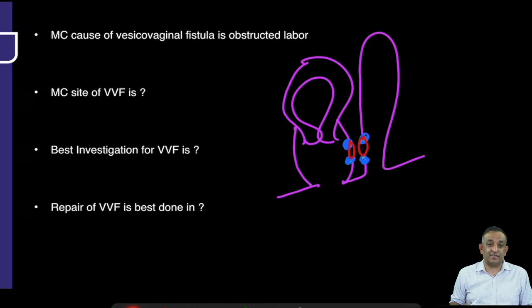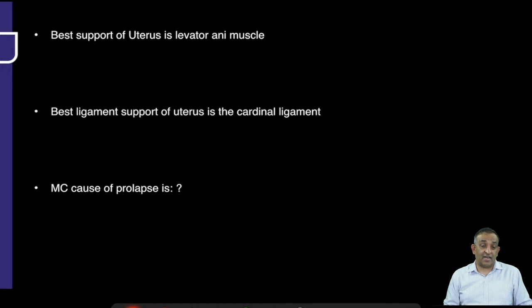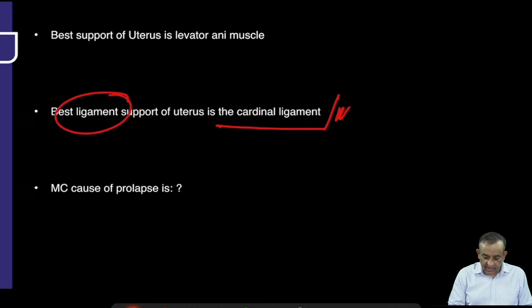I know, again, I'm telling you some controversial answers. I kind of like them now. Now, best support of uterus is the levator ani muscle. Okay, don't say the Mackenrod. Best ligament support is the cardinal, which is also known as the Mackenrod's ligaments, and also called the cardinal ligament.